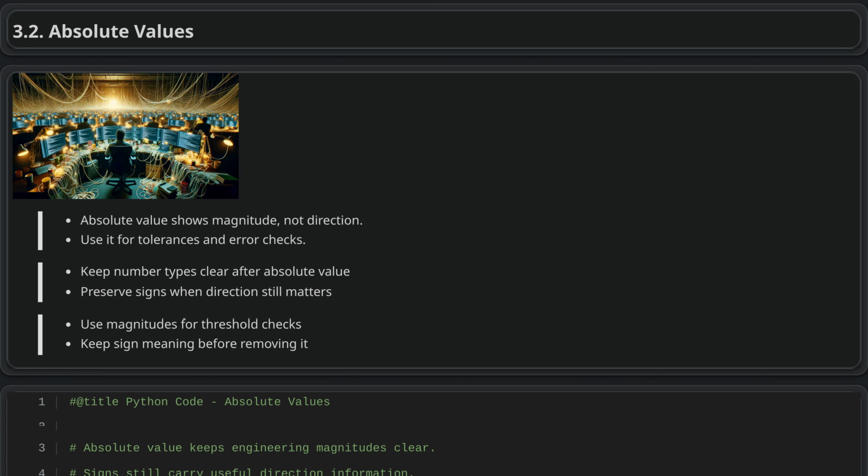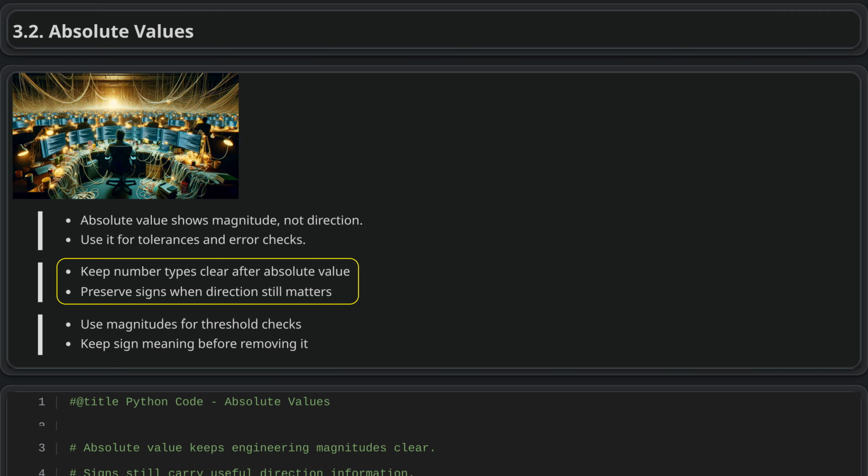Absolute values. Absolute value is important in engineering because it focuses on size rather than direction or sign. In civil engineering, a negative value might show downward movement or compression. But for limits and tolerances, engineers often only need the magnitude. For example, beam deflection or elevation error is checked by how far it is from the target, not which direction it goes. Absolute value turns signed measurements into non-negative distances for clear error and safety checks.